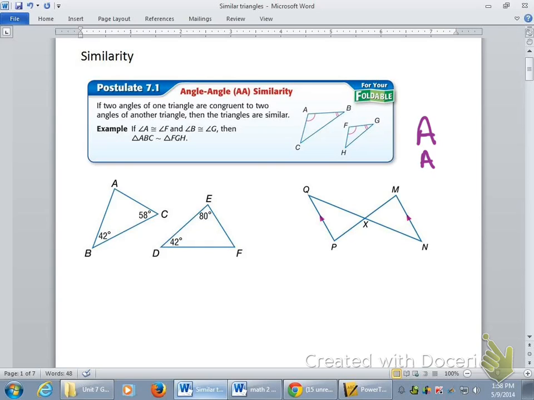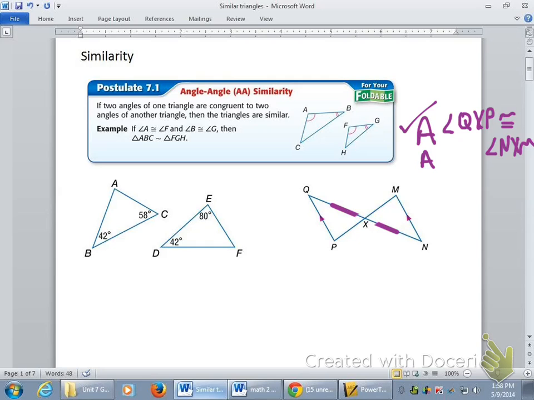So, I'm looking for two angles. Do you have two angles? Yeah, they're vertical. Okay, yeah, I see the vertical angle. Several of you point out the vertical angles right here and right here. Okay, so let's write that down first off. Remember, we want to be thorough here. So that's going to be angle QXP is congruent to NXM. Okay, so there's one angle done.